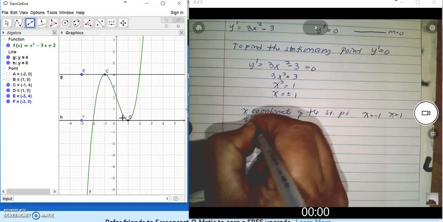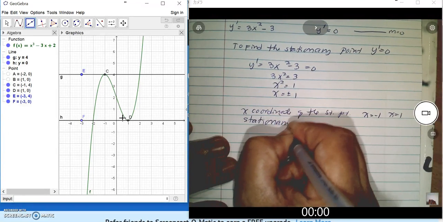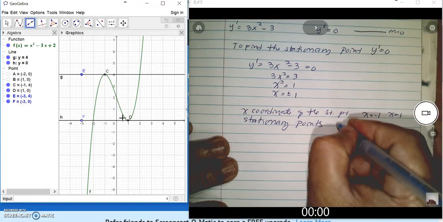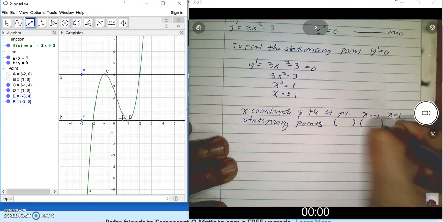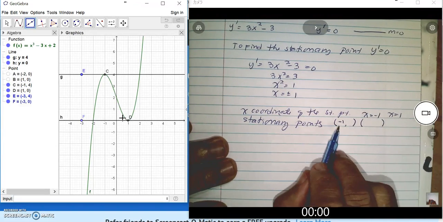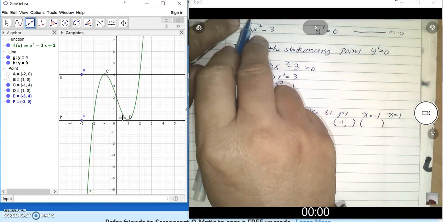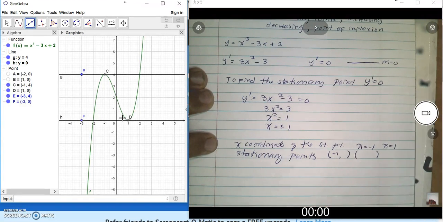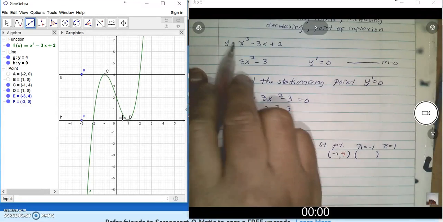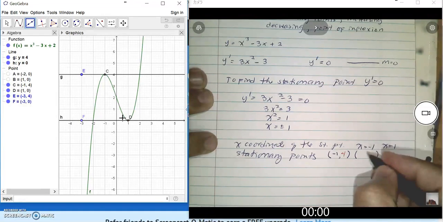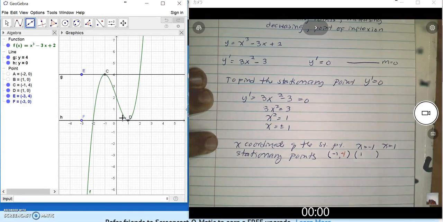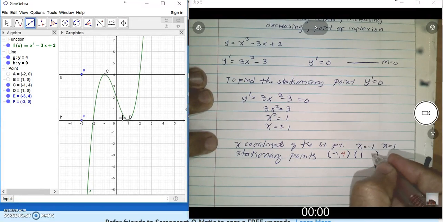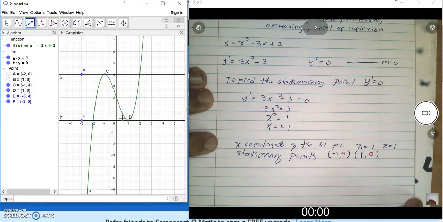However, if we're looking for the stationary point or points, then you need to find the values of x and y. For negative 1, you plug in that negative 1 into your function y, then you will get y equals 4. So that is negative 1, 4, when you plug in minus 1 in this function. And then for 1, the value of your y there will be 0. So these are the stationary points.